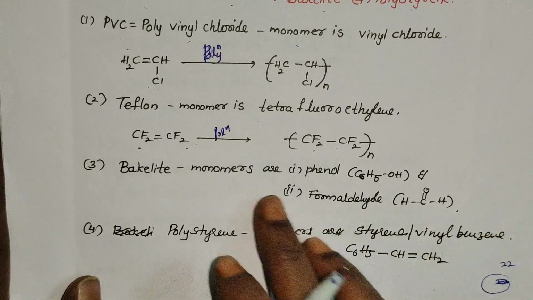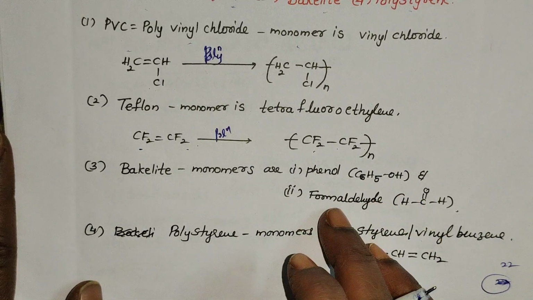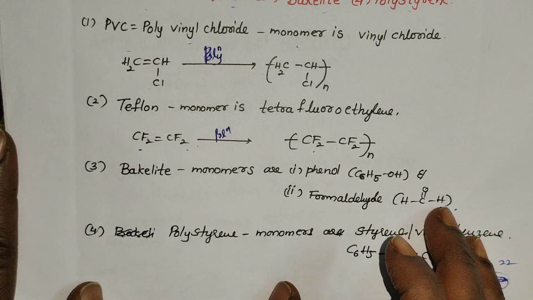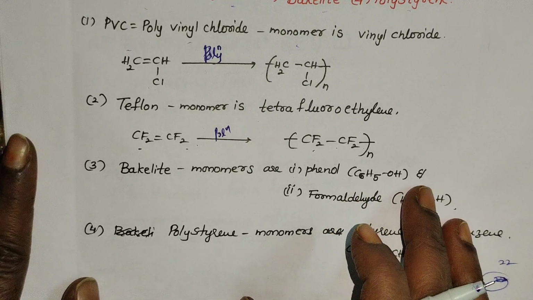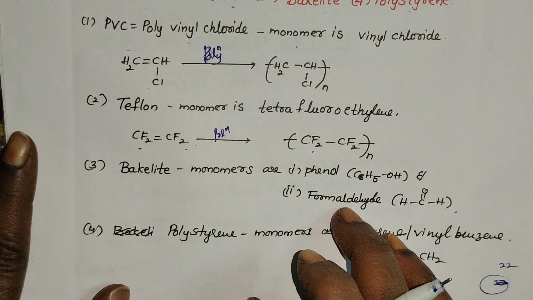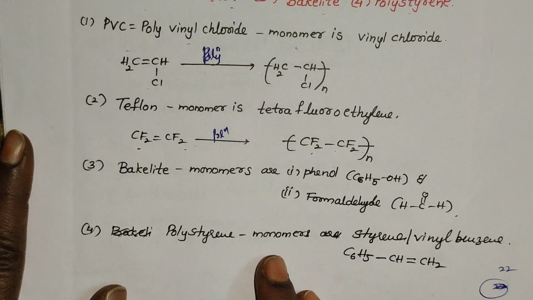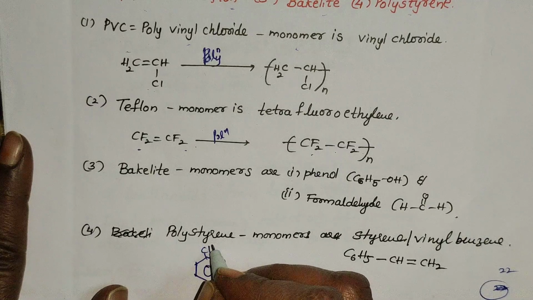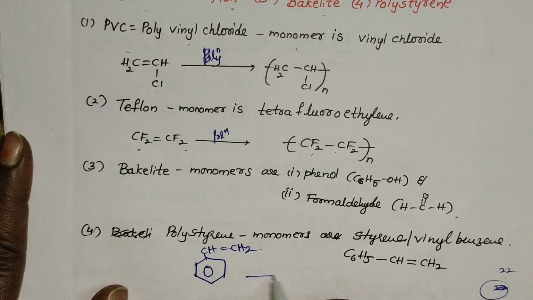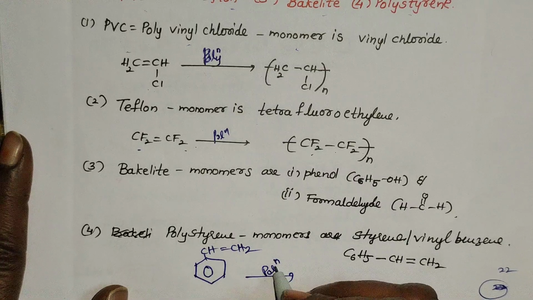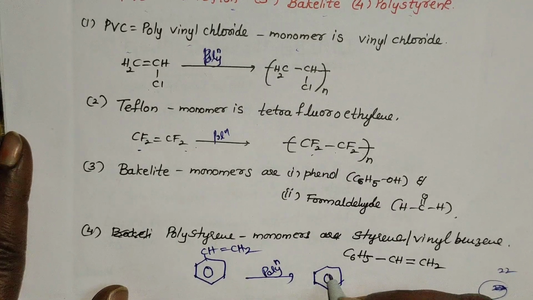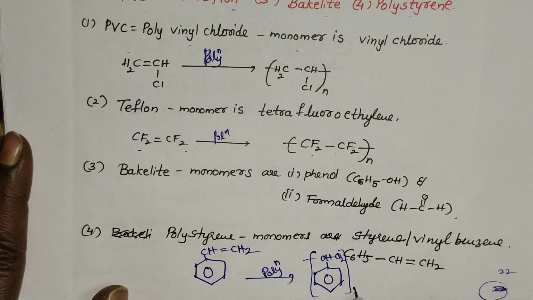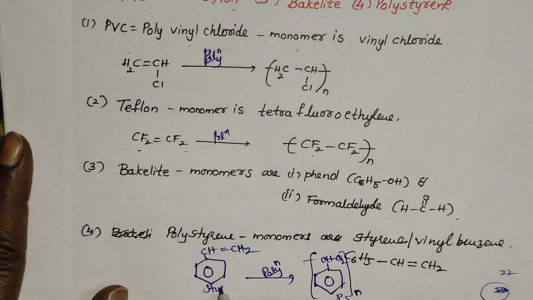Next, Bakelite monomers are phenol, C6H5OH, and formaldehyde, HCHO. Okay, so phenol and formaldehyde are the monomers of Bakelite. Next, polystyrene. The monomer is styrene. Styrene is nothing but a benzene ring with a vinyl group present, CH double bond CH2, and that is called styrene. A number of styrene molecules are involved in the polymerization and form polystyrene, like this benzene ring with CH single bond CH2. Okay, so this is polystyrene, PS. This is styrene, like this.